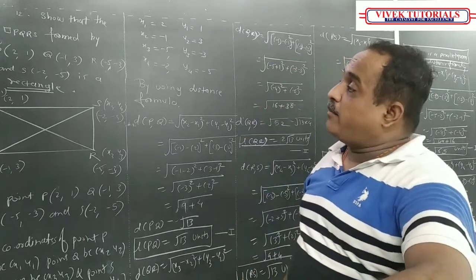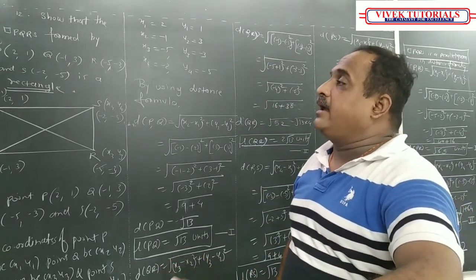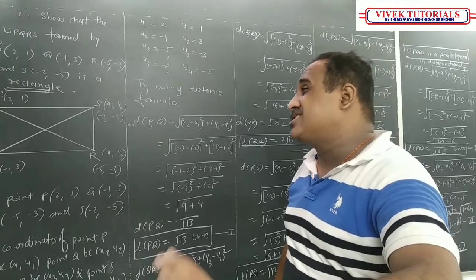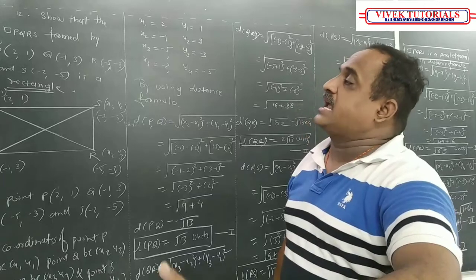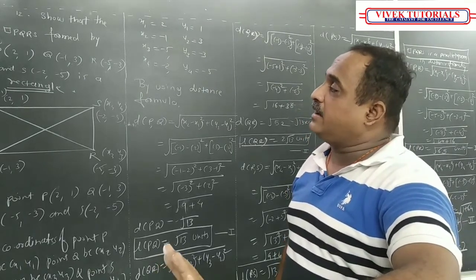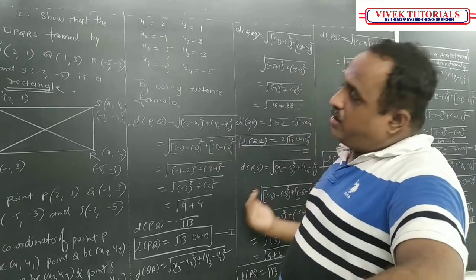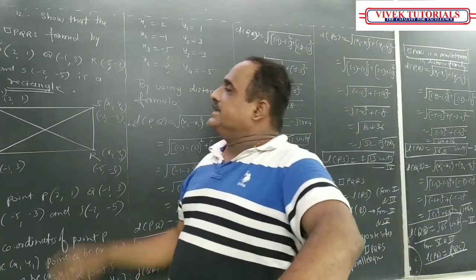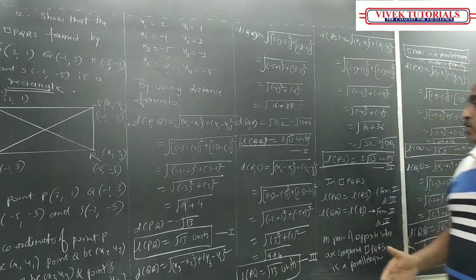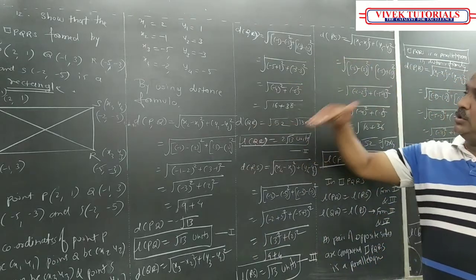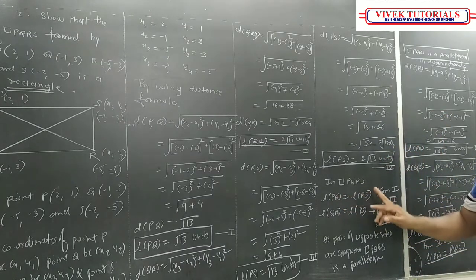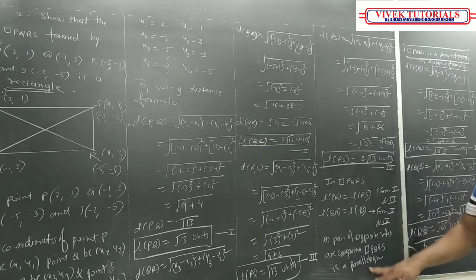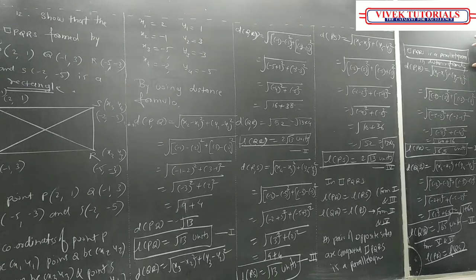But we should know the properties of a rectangle: if opposite sides are congruent, then it is a parallelogram. And after the parallelogram, the second property: diagonals of a rectangle are congruent, meaning in a parallelogram if PR is equal to QS, then it is a rectangle. So what we did, we found all the sides PQ, QR, RS and PS. So we found that PQ is equal to RS and QR is equal to PS. As the pair of opposite sides are congruent, it is a parallelogram. So quadrilateral PQRS is a parallelogram.